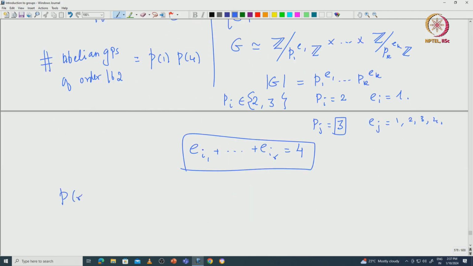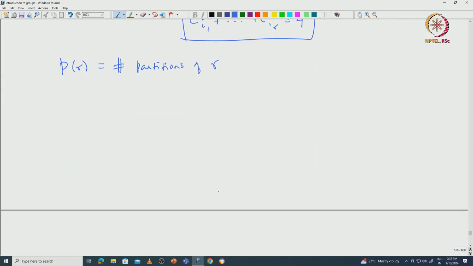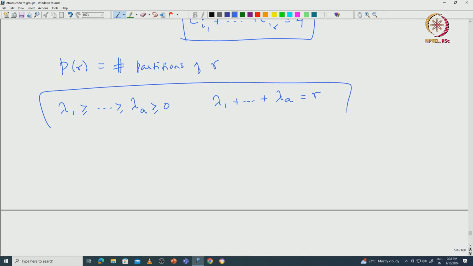So, let us denote by P(R) the number of partitions of R. What is the meaning of a partition of R? It is a tuple, a sequence of numbers, let us call it lambda 1 etc. lambda a, which are in decreasing order, in such a way that lambda 1 plus etc. lambda a must be exactly R. So, the tuple lambda 1 etc. lambda a is called a partition of R if it satisfies these two properties.